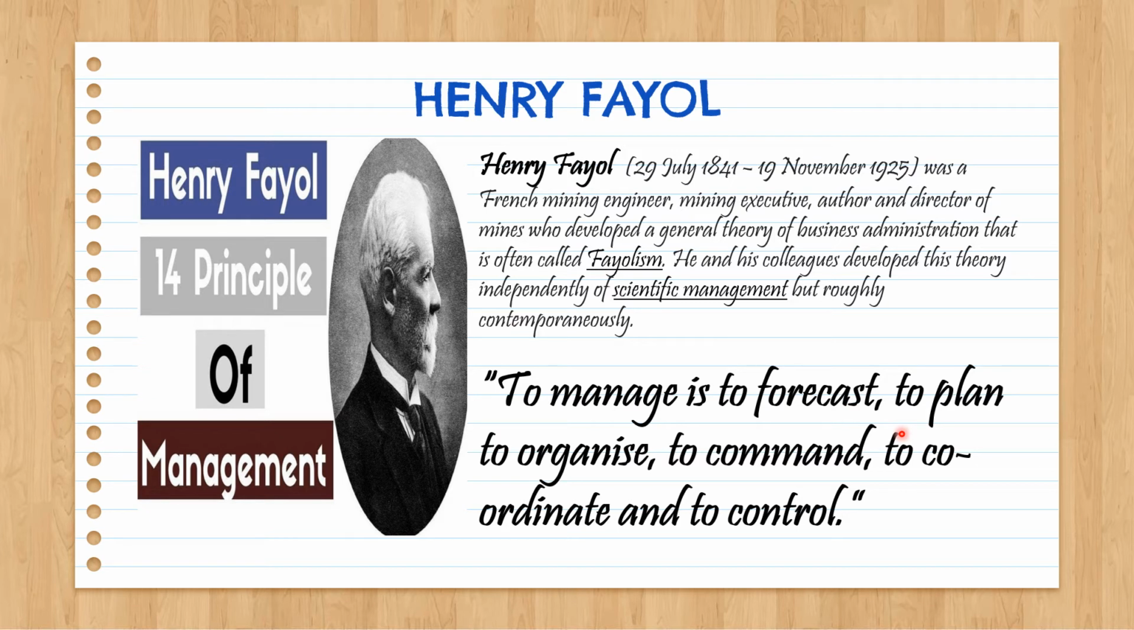The next is to plan. The first managerial function is to plan how to run the business. The next is to organize the entire institution, how to organize the work. And to command: after organizing, as a leader, they should give command over the work, how things are going and how to work. The next is to coordinate. Each and every employee should coordinate to achieve the objective of the company. Then to control. It should be controlled by one superior, who will monitor and control the entire thing. So he defined that to manage is to forecast, to plan, to organize, to command, to coordinate and to control. This is by Henry Fayol.